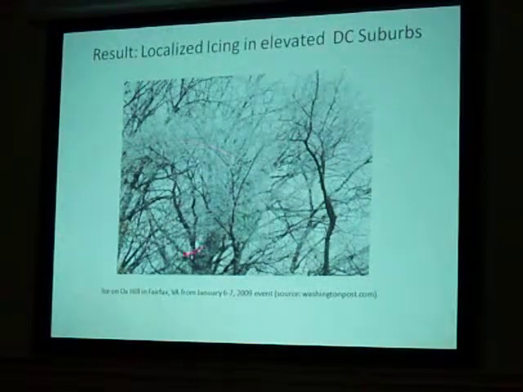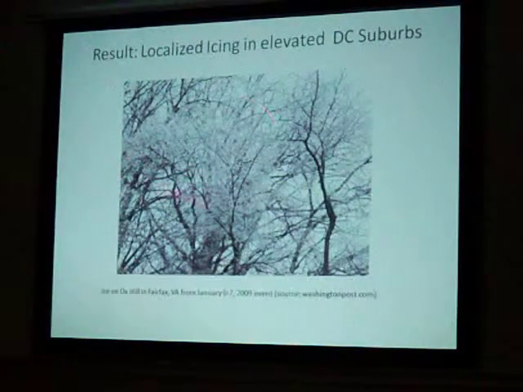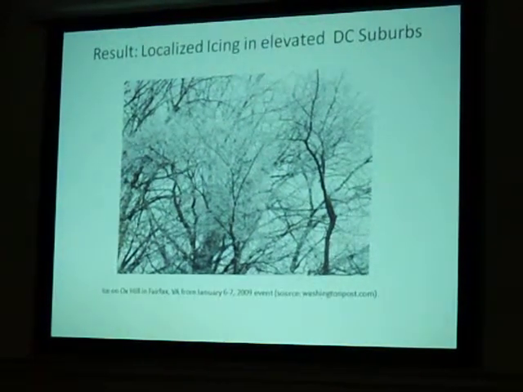And here's a picture. This is ice on Ox Hill, Fairfax, Virginia. This was, I believe, once the sun came up in the morning, once it got light out. You can see it looks like a classic glaze of ice on all the trees from an ice storm, whereas you could have lived a mile away and 100 feet lower and had nothing. But if you had gone over all the mesoscale aspects of that event, you might have expected some ice if you were up around 500 feet in elevation.